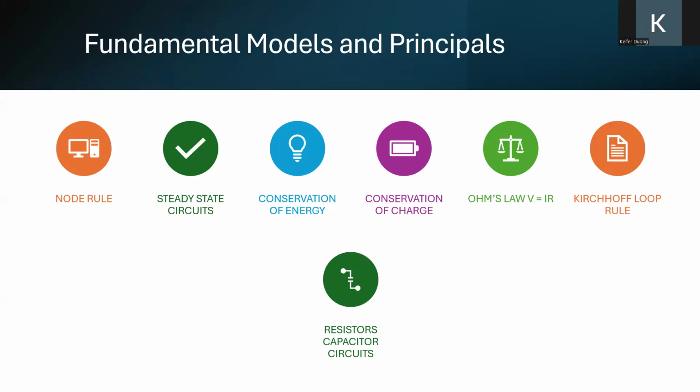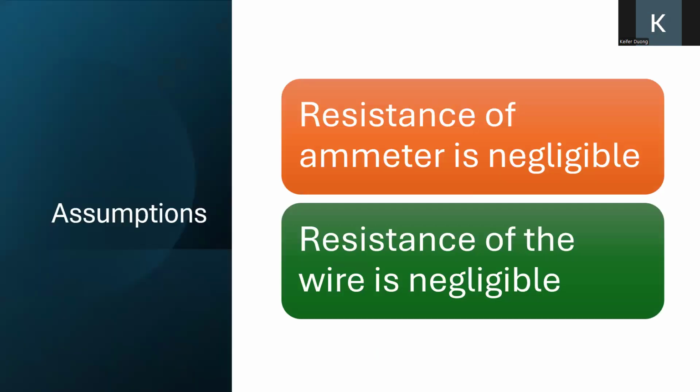Some fundamental models and principles for this are the node rule, steady state circuits, conservation of energy, conservation of charge, Ohm's law, which is V equals IR, Kirchhoff's loop rule, resistors, capacitors, and circuits. For some assumptions, the resistance of the ammeter is negligible, and the resistance of the wire is negligible.